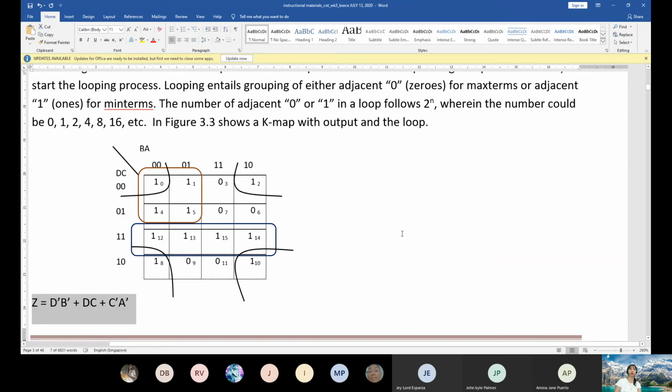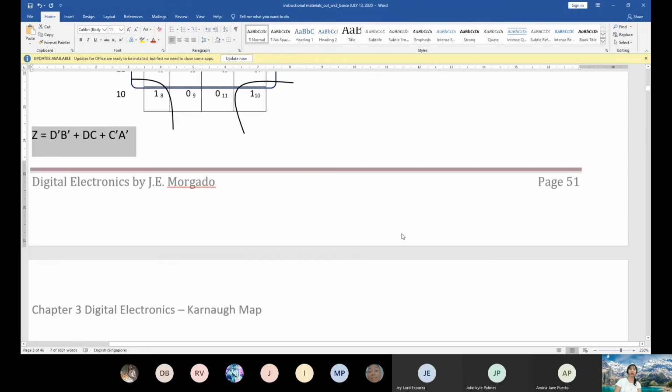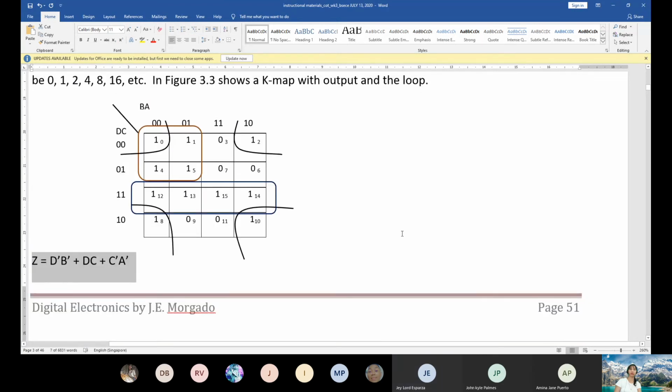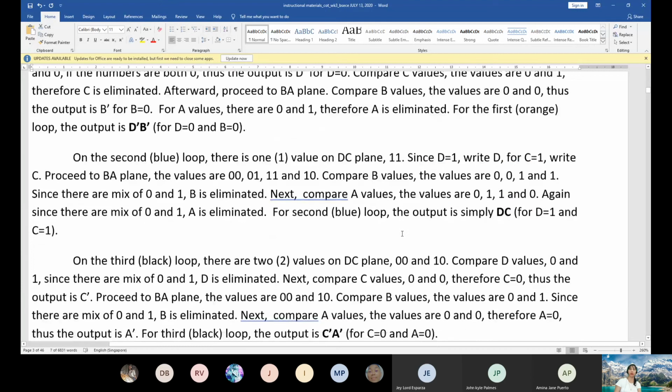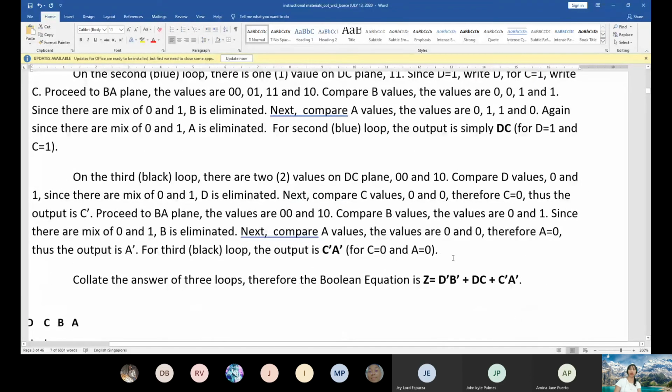Any question with this? Let's check. D prime B prime plus DC plus C prime A prime. Okay, so we have the same answer. See? So Z is equal to D prime B prime plus DC plus C prime A prime. Okay?